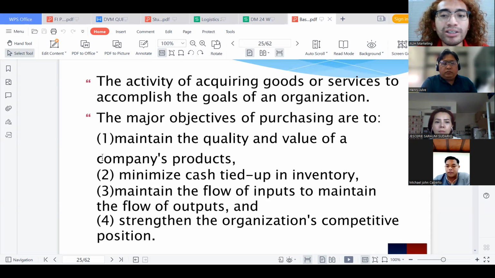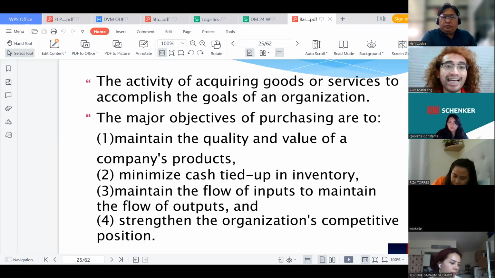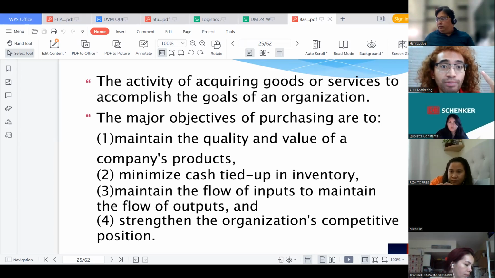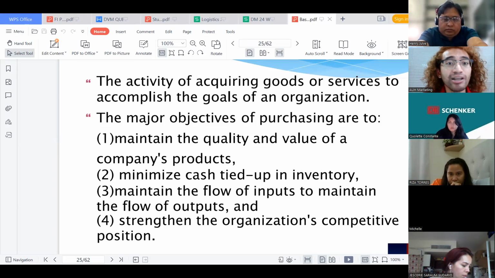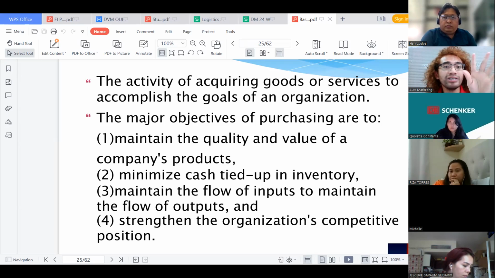Maintain the flow of inputs and maintain the flow of outputs. Inputs is when you acquire ingredients or raw materials for the production of the product that you will produce, which is the output. So we want there to be a continuous flow because there will be need, and for example, if you're the company, you would be able to produce for your clients.